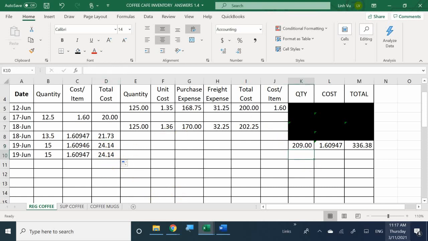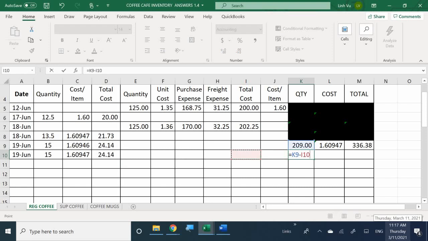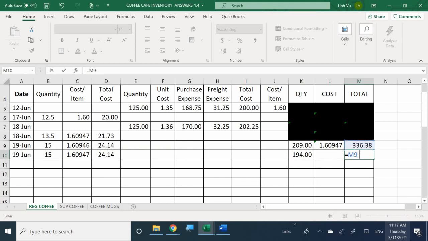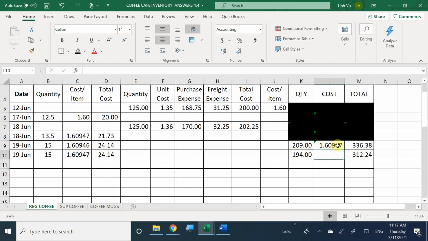All right, so let's update our inventory real quick. If you started with 209 and you sold another 15, you should get 194. I pressed the enter button a little too early. 336.38 minus the 24.14. What do we get here? 312.24, and now your new average cost per item should be... It changed once again by 10,000th of a penny. It increased by 1,000th of a penny. All right. There you go. We clear that out.